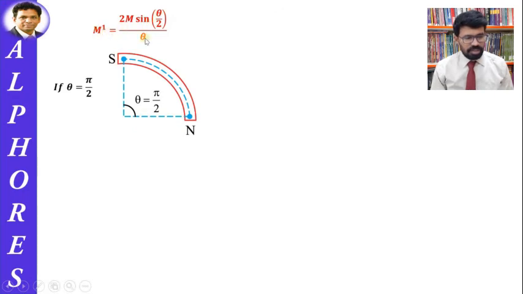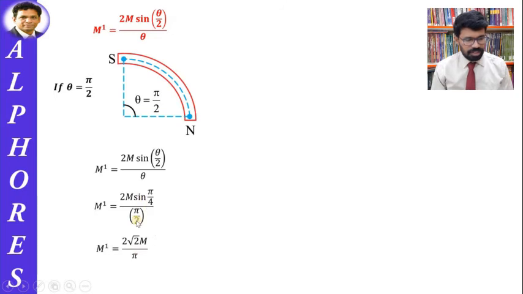M dash is what? 2M sine theta by 2 by theta. So I am going to replace this theta with pi by 2. Let us see what happens. If this theta is replaced with pi by 2, you will have pi by 2 into 2, 4, pi by 4. And this theta is also replaced with pi by 4. Sine pi by 4. Pi by 4 is what? 45 degrees. Sine 45 is? It's 1 by root 2, isn't it? So 1 by root 2, if it is further simplified, you will have something like this.